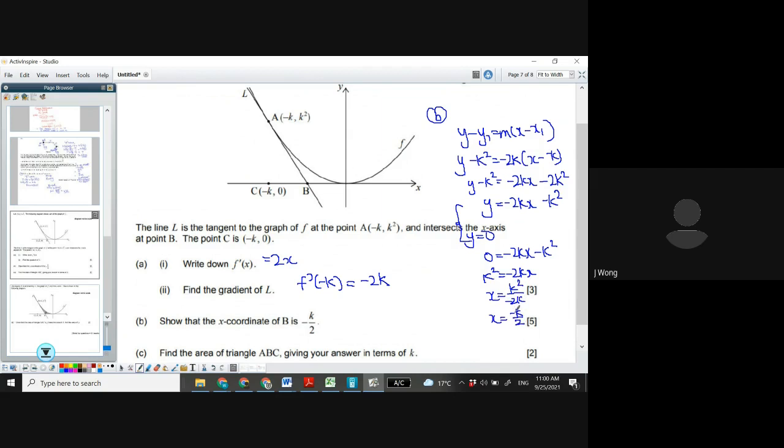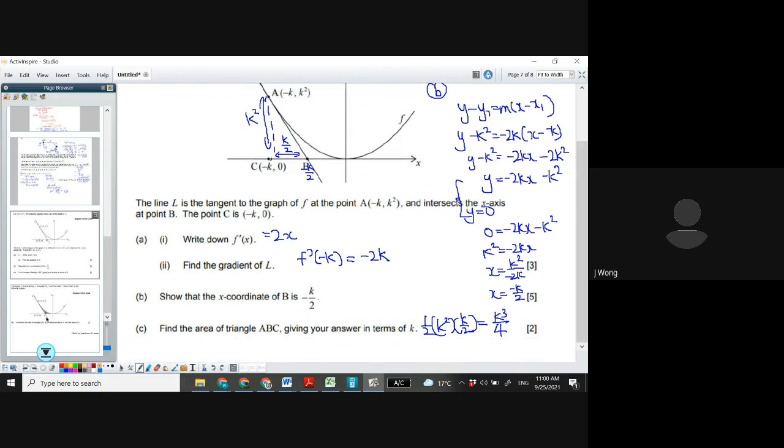Now, they want us to find the area of ABC. So the area of ABC will be this little right angle triangle here. We know that this is minus k over 2, so I just need the base and the height. The base will be k over 2 here. The height is just the y coordinate of A, so k squared. So that will be k squared times k over 2, base times height, and divide that by 2. So I have k cubed divided by 4. Okay, nice and easy there.